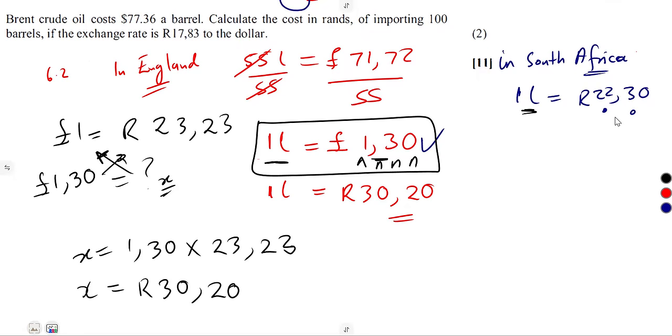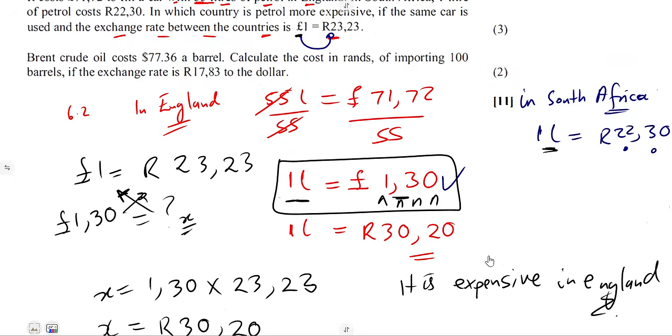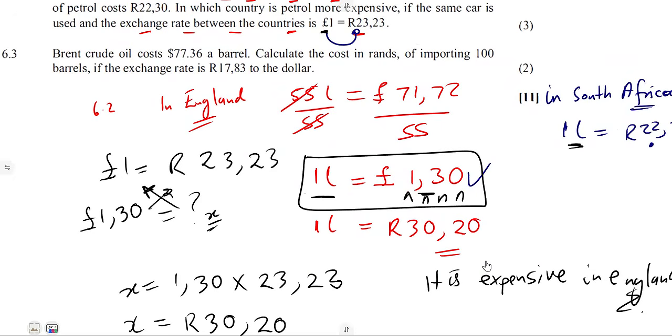So which one in that case is more expensive? We can see that it's more expensive in England, as it is more in terms of the rand. So it is expensive in England compared to South Africa, right? So that is how you can play with this type of question.